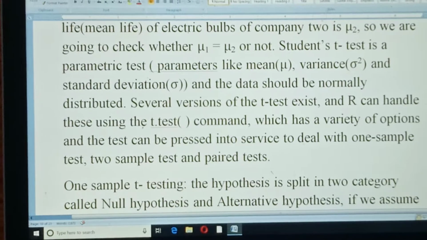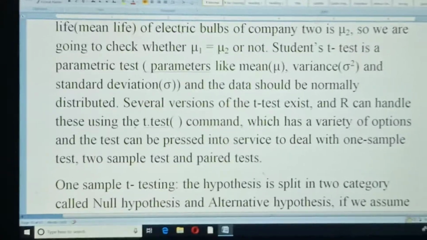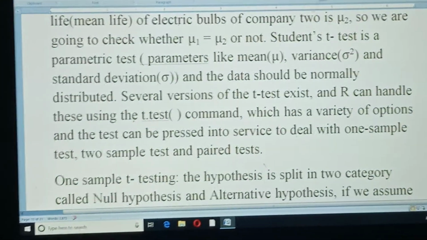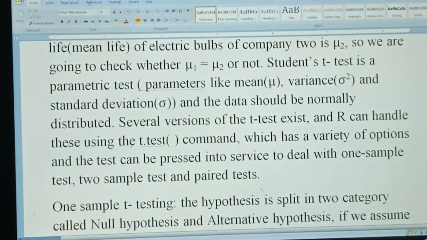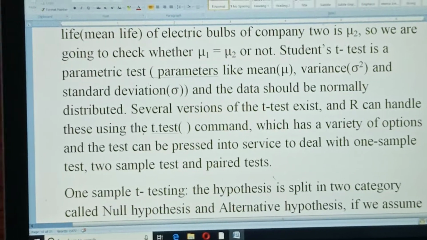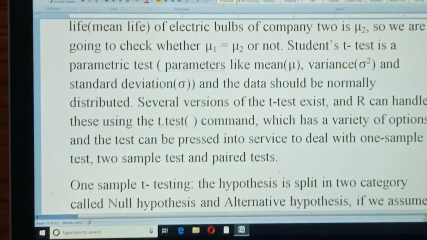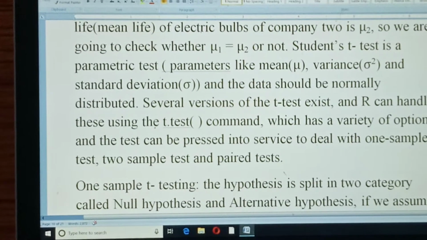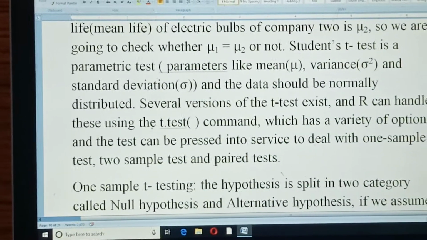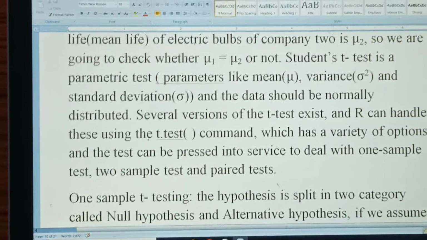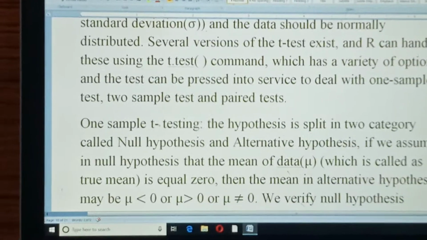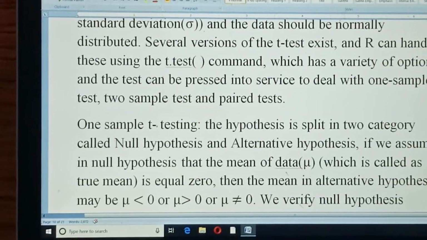Several versions of t-tests exist, and R can handle these using the t.test command. We use the t.test command in R software to carry out hypothesis testing with respect to the t-test, which has a variety of options, and the test can be pressed into service to deal with a one sample test, two sample test, or even a paired test. Now let us discuss the one sample t-test.